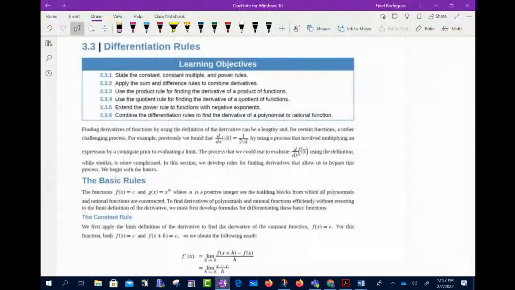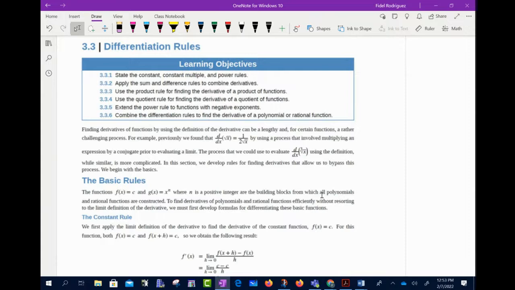All righty. So differentiation rules. We're going to talk about the constant, multiple, and power rules, and the sum and difference rules to combine derivatives. We're going to talk about the product rule, the quotient rule, and the power rule when we have negative exponents. We're also going to do it with fractional exponents, and combining differentiation rules to find the derivative of a polynomial or rational function.